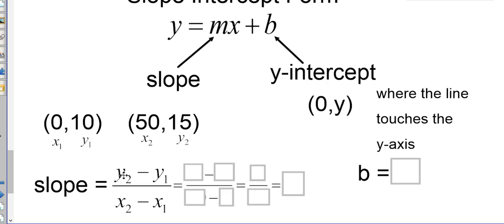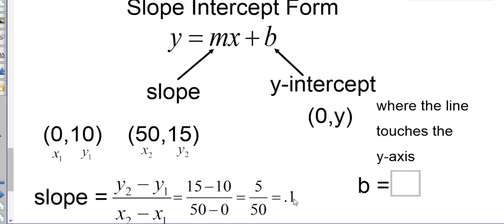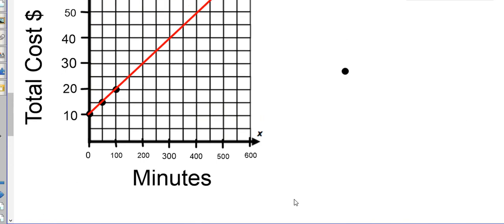So the formula says take y2, which I've labeled as 15, minus y1, which is 10 over here. Then on the bottom I have x2 minus x1, 50, minus the x1 over here is 0. So if I do the subtraction on top, I get 5, subtraction on the bottom, I get 50. And 5 divided by 50 is 0.1, which is just like 10 cents.